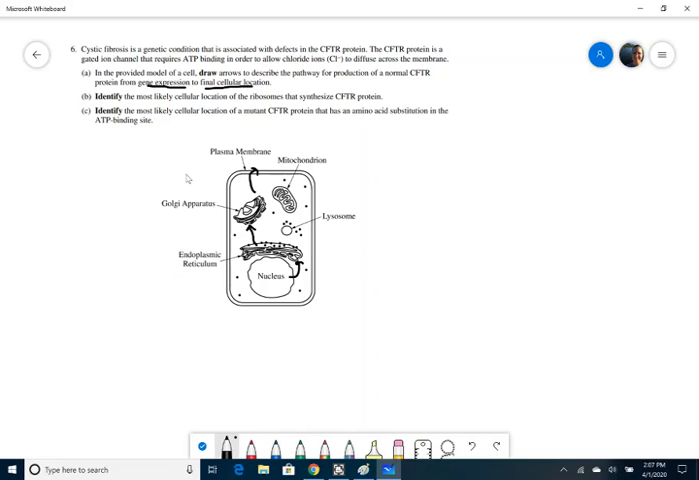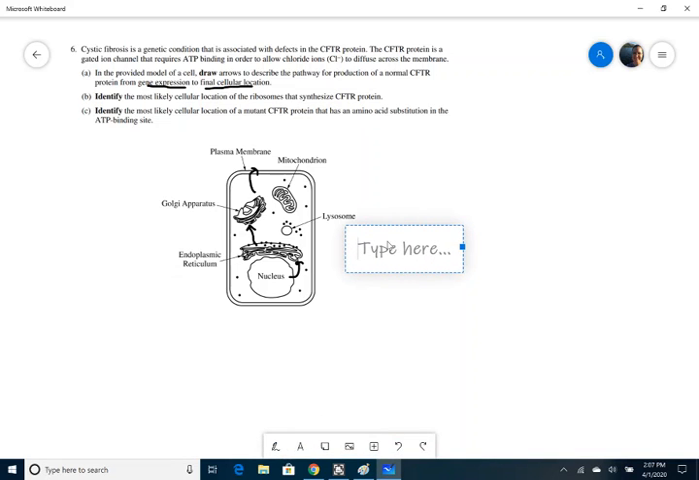And then B says, identify the most likely cellular location of the ribosomes that synthesize the CFTR protein. And you might say, oh gosh, there's two, I'm not really sure. But if you go back up to the top, it talks about having to cross the membrane. If something has to leave the cell, it has to be packaged. And if it has to be packaged, then it has to go through the endomembrane system. So then you would say that they were the ribosomes on the endoplasmic reticulum.